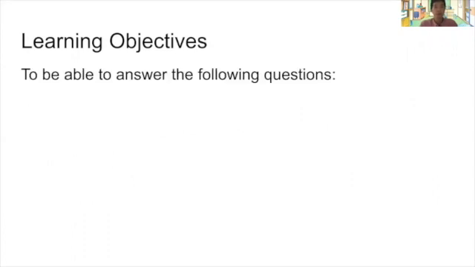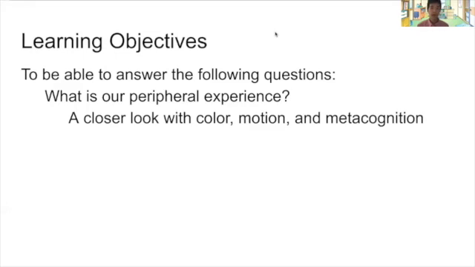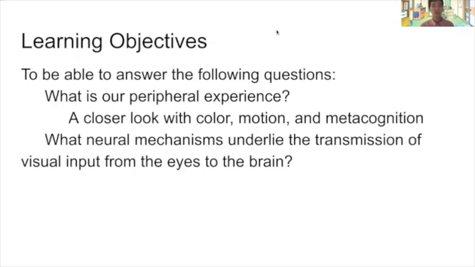So the learning objectives of this week are as follows. First, we are going to ask again, what is our peripheral experience? What do we actually see outside of the fovea? And for that, we are going to take a closer look at color and motion, and also use some kind of informal metacognitive measure to see what we are actually experiencing in the periphery. Second, we are going to look at what neural mechanisms underlie the transmission of visual inputs from the eyes to the brain.